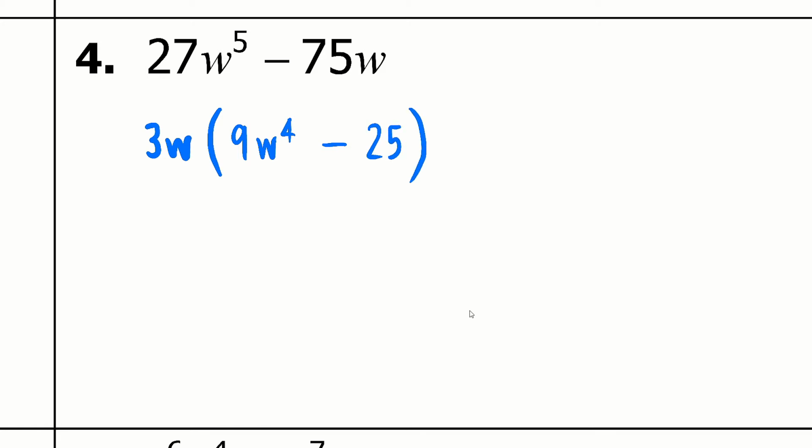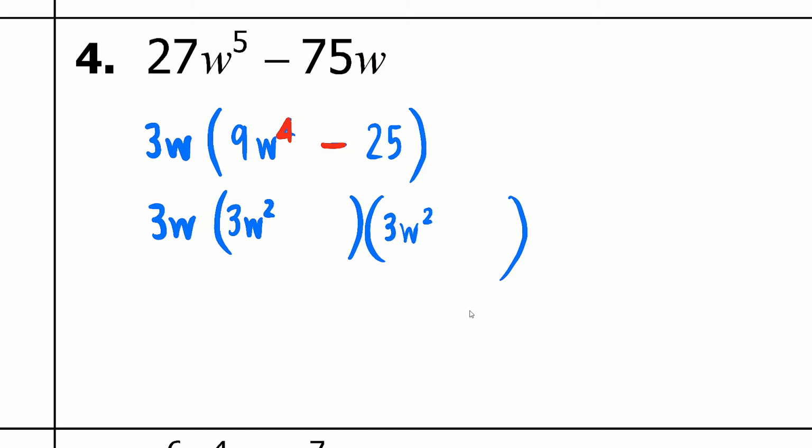So 3W I can't do anything with, but hopefully you notice this right here, that's a multiple of 2. 4 is, right? Multiple of 2. So is this difference of squares? Absolutely. So it is going to break down into 2 binomials. So binomial times binomial. What multiplies by itself to get 9W to the fourth? 3W squared. What multiplies by itself to get 25? 5 and 5. Last step, signs have to be the opposite, so plus minus.